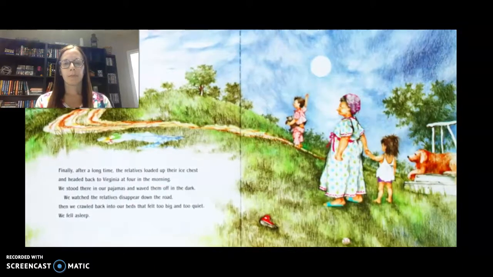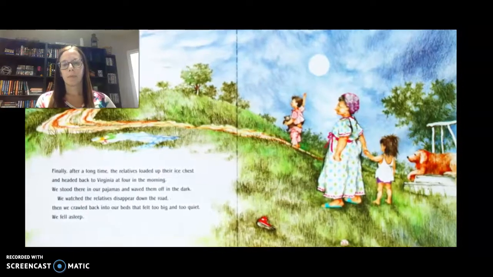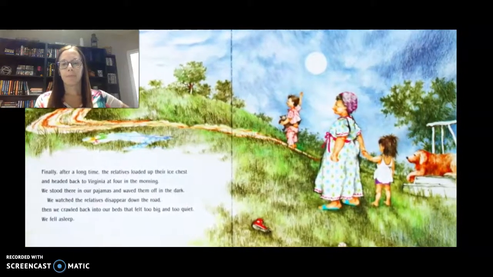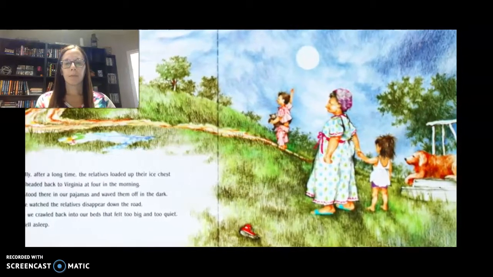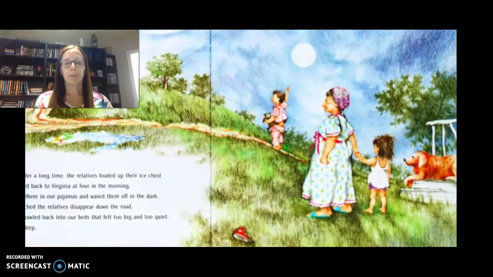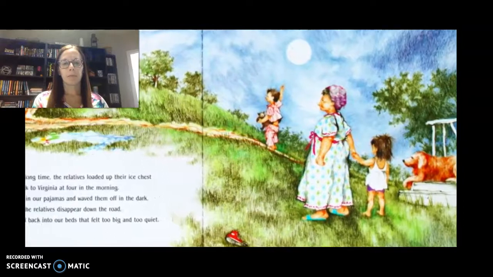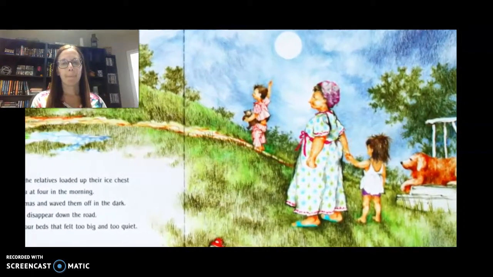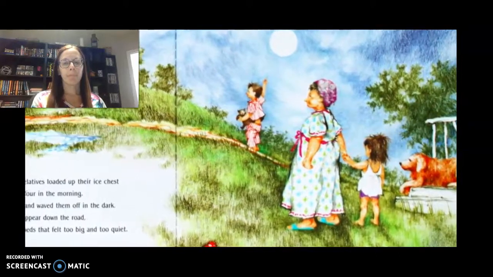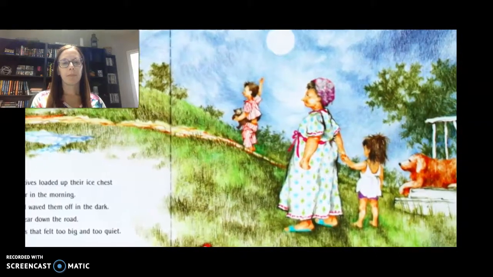Finally, after a long time, the relatives loaded up their ice chest and headed back to Virginia at 4 in the morning. We stood there in our pajamas and waved them off in the dark. We watched the relatives disappear down the road, then we crawled back into our beds that felt too big and too quiet. We fell asleep.